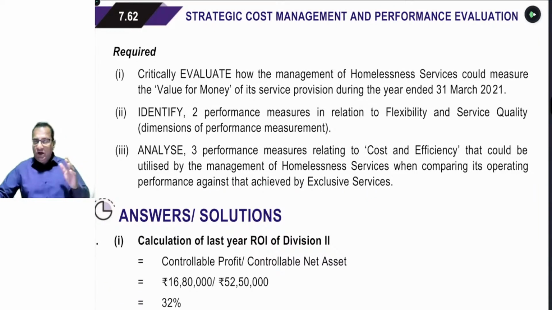We have to evaluate by taking 3 performance measures. What is our performance when compared with the performance of our competitor exclusive services, and those 3 performance measures should be related to the cost and efficiency of our organization and the cost and efficiency of our competitor, but we will have to take 3 performance based measures, okay?